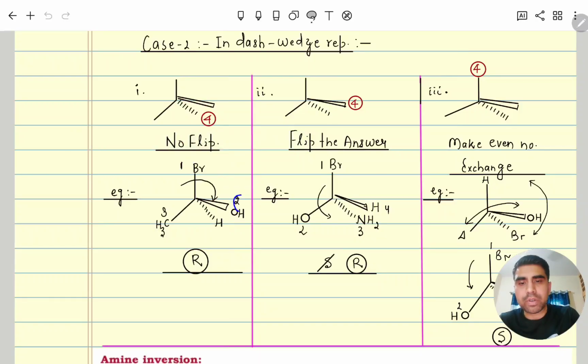Bromine is 1, then after that oxygen is 2, and then after that carbon is 3. So as it is rotating clockwise, it will be R. But if the lowest priority group is on the wedge, then change the answer. Like here, 1, then after that 2 and 3. So as it is moving anti-clockwise, meaning S, change the answer to R.